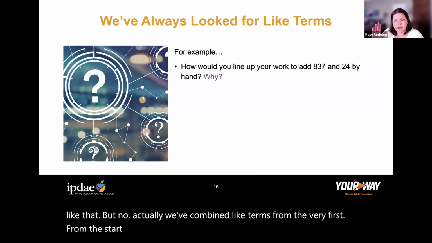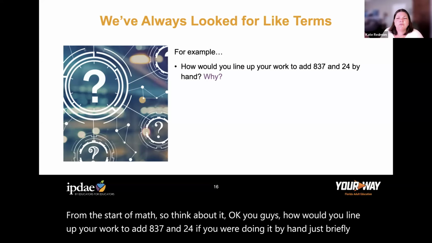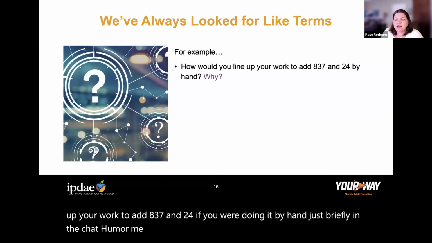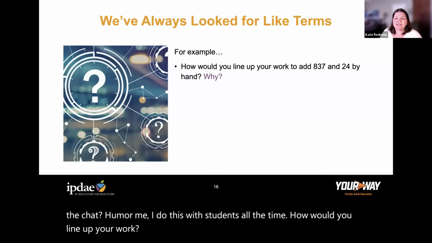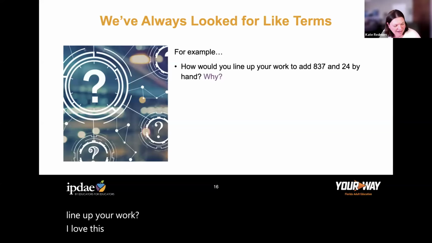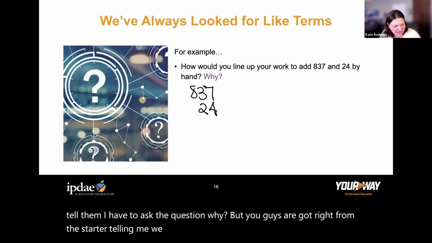So think about it. Okay, you guys, how would you line up your work to add 837 and 24? If you were doing it by hand, just briefly in the chat, humor me, I do this with students all the time. How would you line up your work? I love this. Usually people tell me do it on the right. And so then I have to ask the question why. But you guys got right from the start, you're telling me we line it up by place value. Beautiful. I love it. Absolutely.